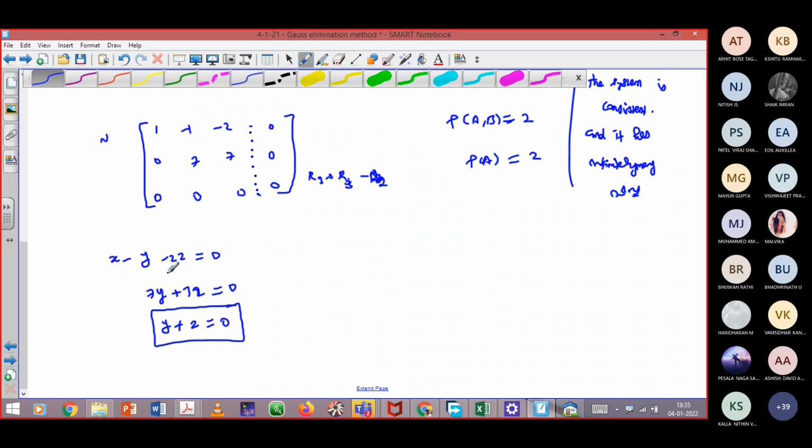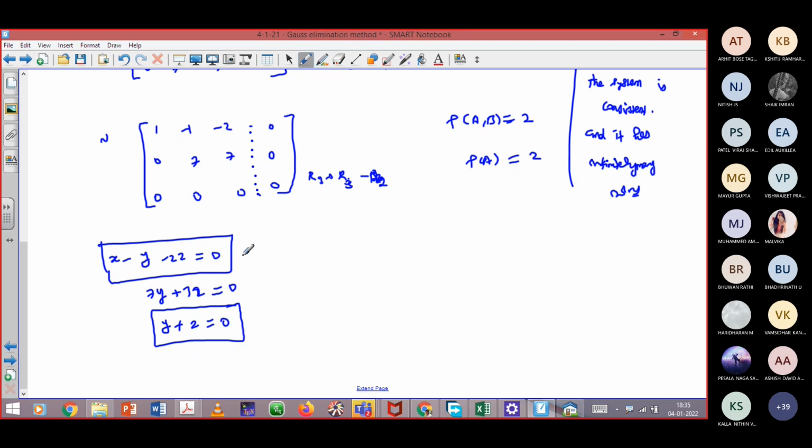So x minus y minus 2z equal to 0. On these two equations, I should use a dummy variable, one or two, that depends. Totally, I am having two equations with three unknowns. Listen carefully, I am repeating the same sentence: two equations with three unknowns. Definitely, I could not solve this problem directly.